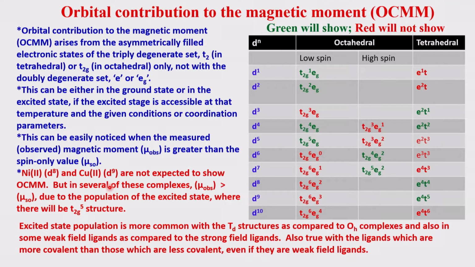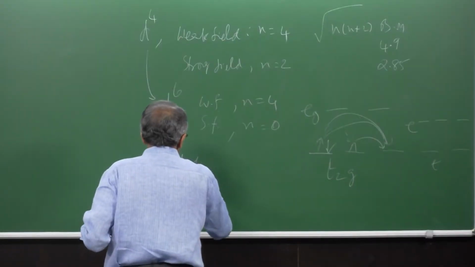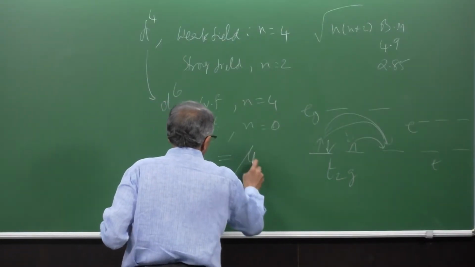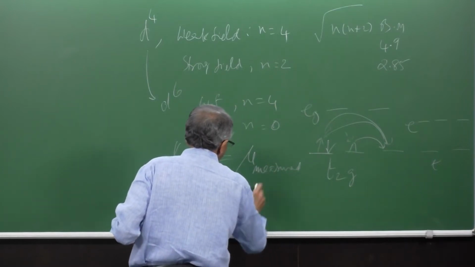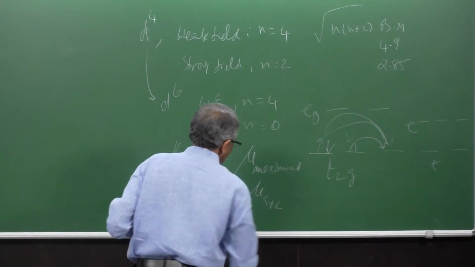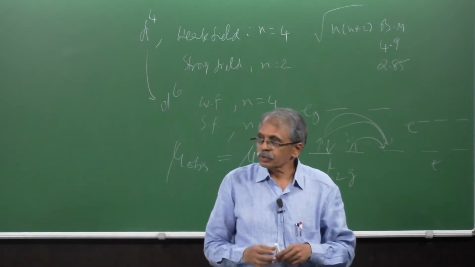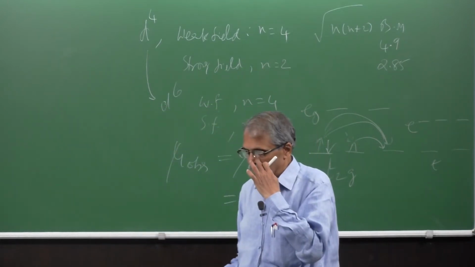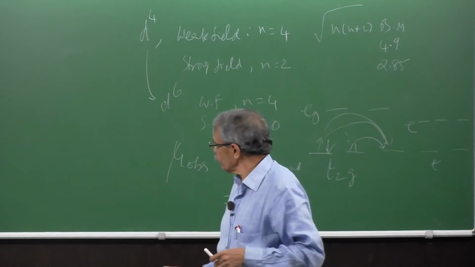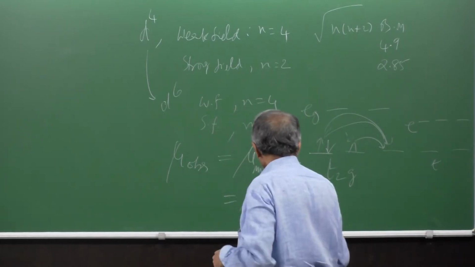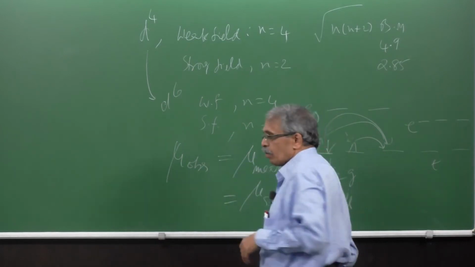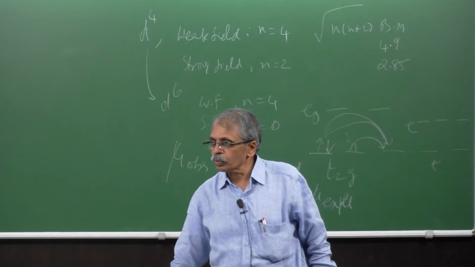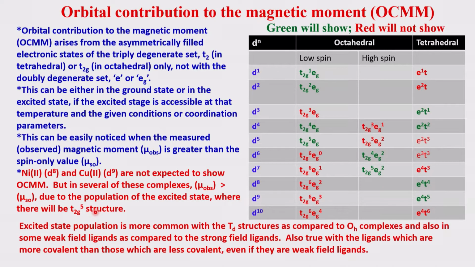the total measured magnetic moment, which is called mu observed, also known as mu measured, which is the same as mu S plus L. So that is the total magnetic moment, which is a measured one, the experimental one, whatever you call observed. Some people write mu experimental. So these values are greater in many cases.